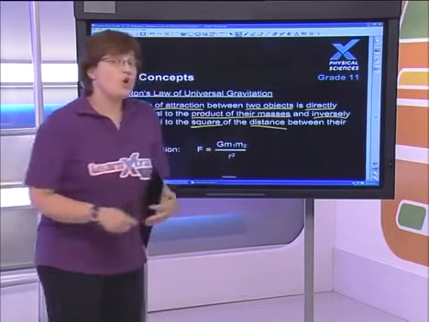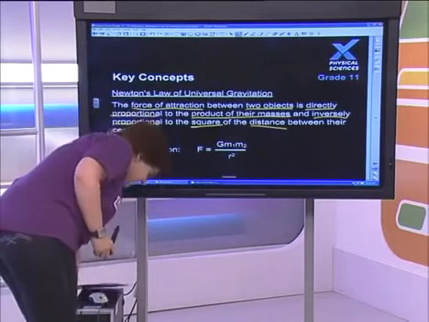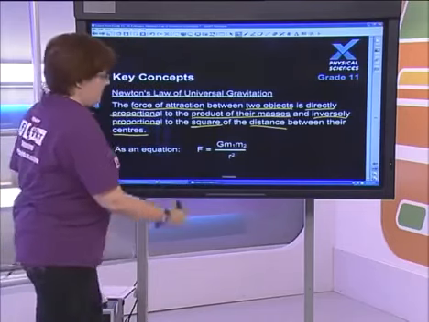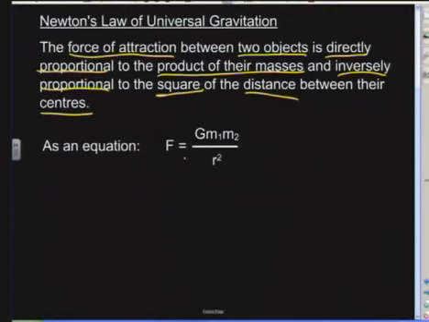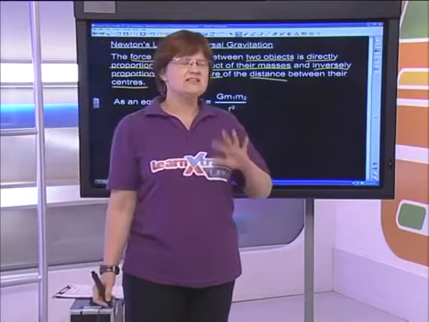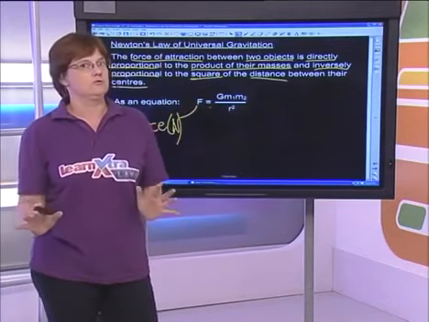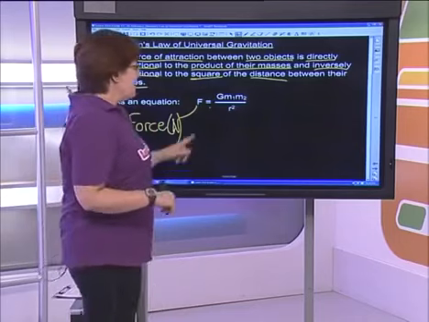Okay, so what does this look like as an equation? Here it is. Force of attraction F is equal to G, big G, it's not acceleration due to gravity, times mass 1, mass 2, divided by r squared. So F is force, and force is measured in newtons, okay? This is always force of attraction, never going to be repulsion. So we don't need to worry about that.